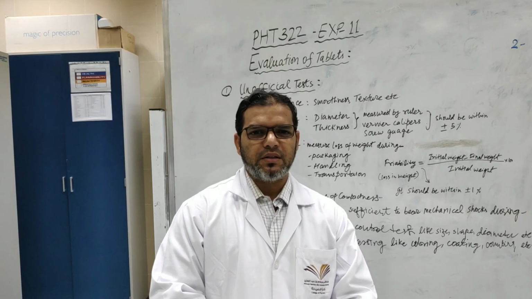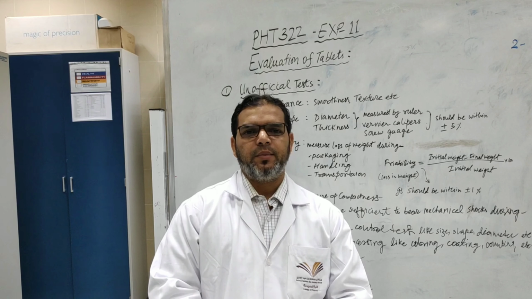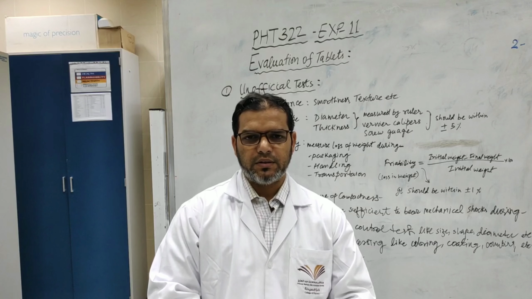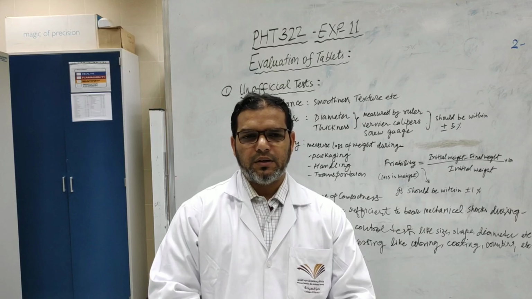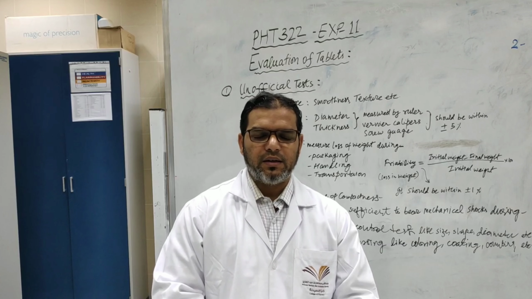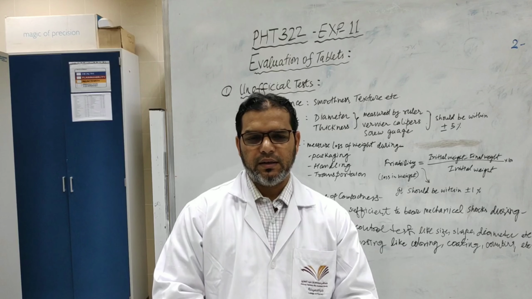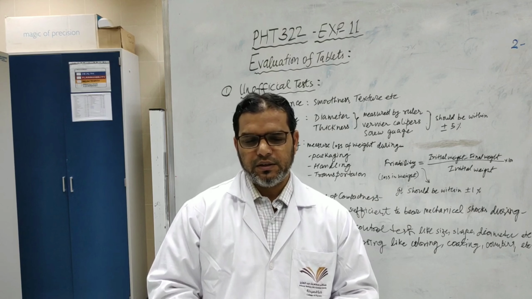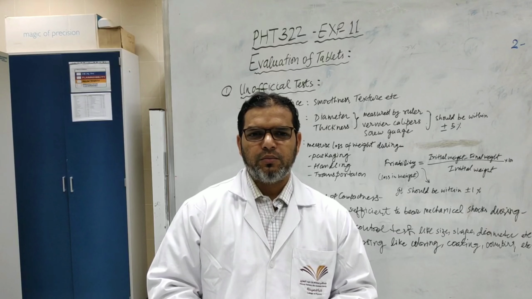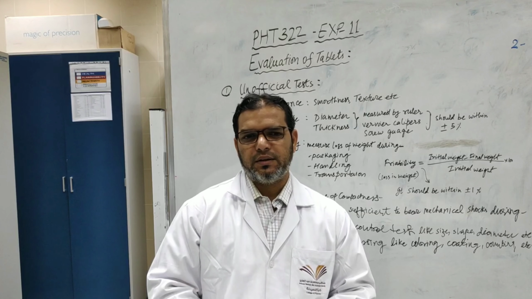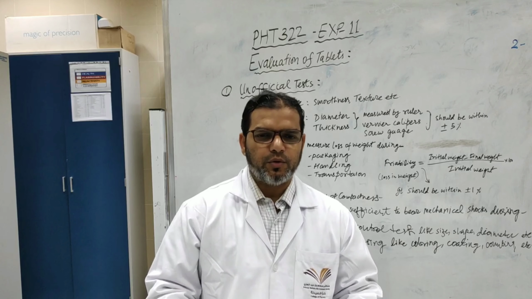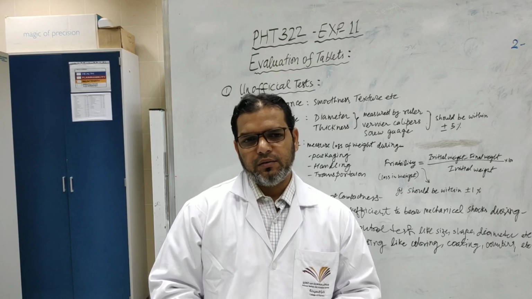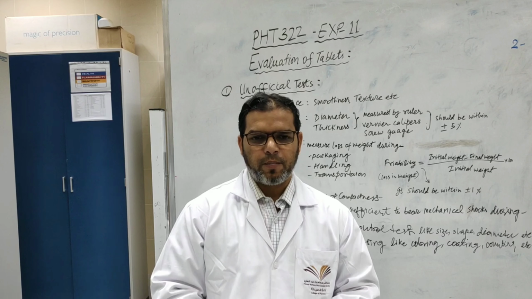So in this lecture you will learn the different parameters through which we can evaluate the quality of our tablets. Basically, all the parameters can be categorized into two categories. First is official test and the second one is unofficial test. Both of these are very important, but the tests which are mentioned in the pharmacopoeia are called official, and the tests which are not mentioned in the pharmacopoeia are called unofficial tests.